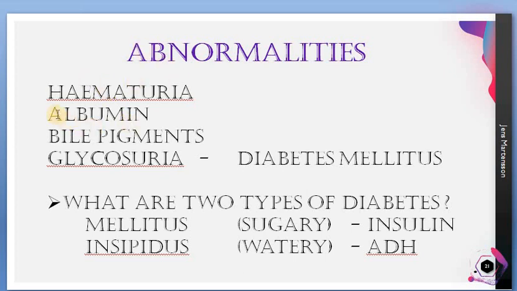And the next one is albumin. Here you need to know about albumin. Albumin is one of the major plasma proteins. One of the major proteins found in our blood plasma.